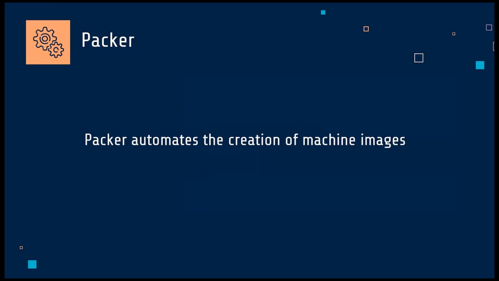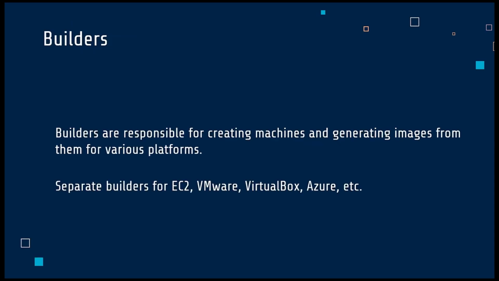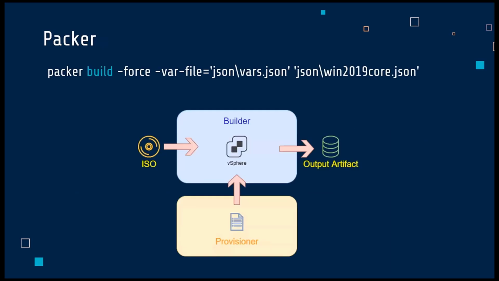So Packer is a free tool that's available from HashiCorp, and it's used to automatically create machine images. Packer uses what they call builders, which are responsible for creating the machines and generating images from them for various platforms. There are separate builders for the cloud or on-prem, so EC2, VMware, VirtualBox, Azure, Hyper-V. In my case, it's VMware, so I'm going to use that. The image build process will consist of just one command that will point Packer to pick up the build parameters and variables from a few JSON files.